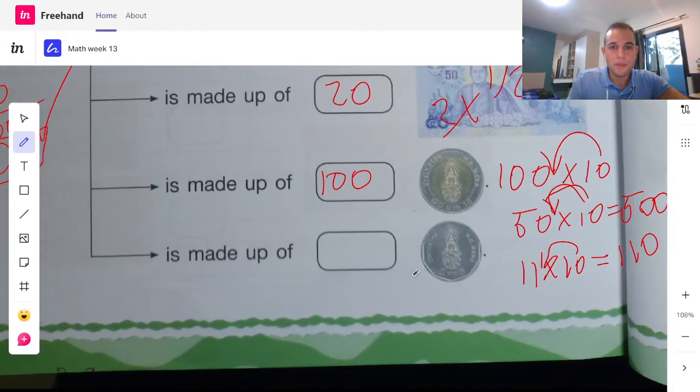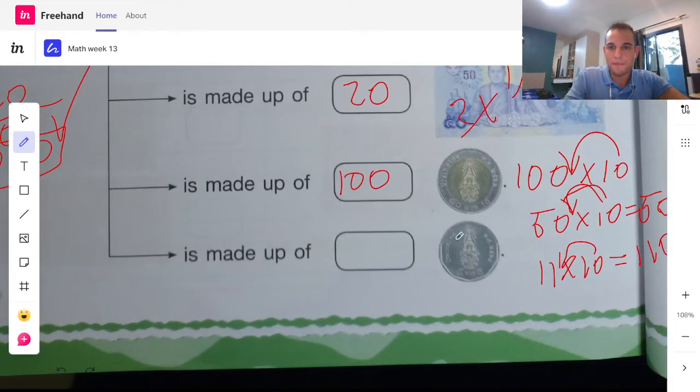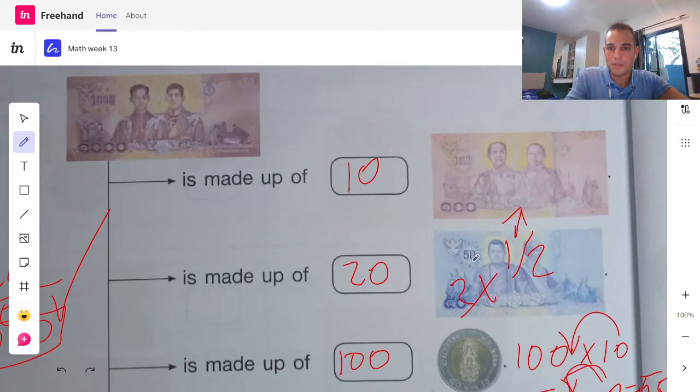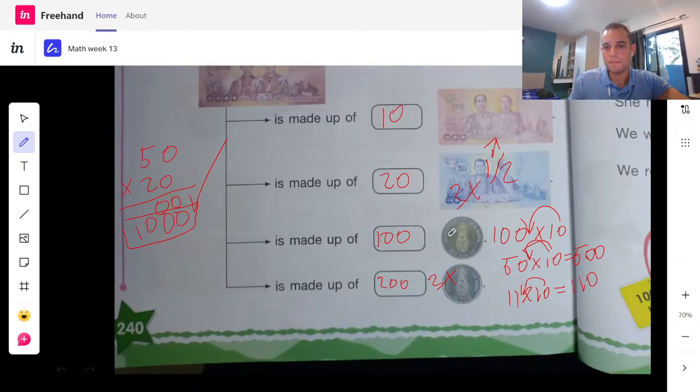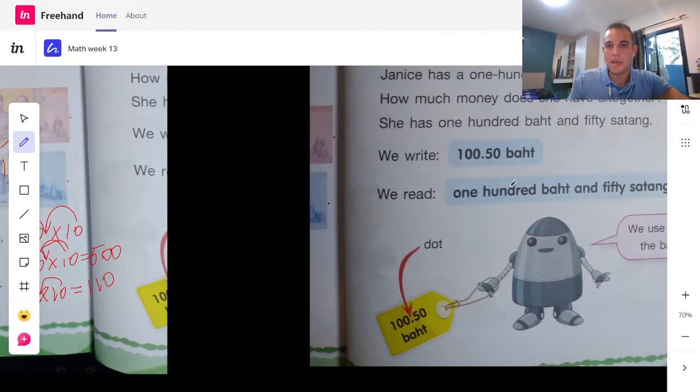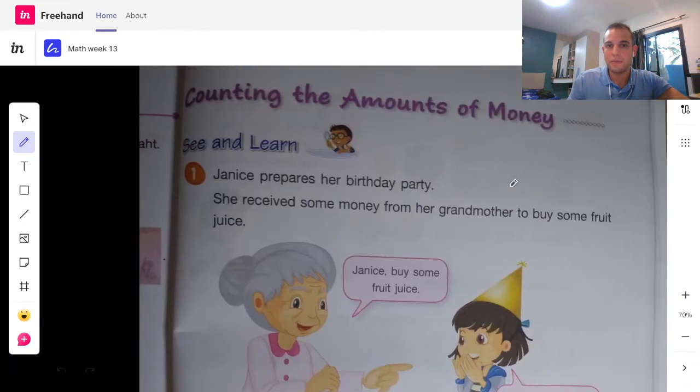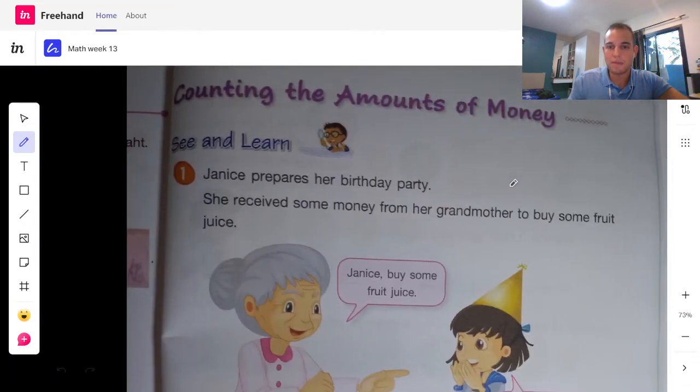All right. So what about this one? 5 baht. So remember the 100 and the 50? This is worth half as much, so we need 2 times as many. So we need 200 5 bahts. Okay? All right, now let's go to counting amounts of money.